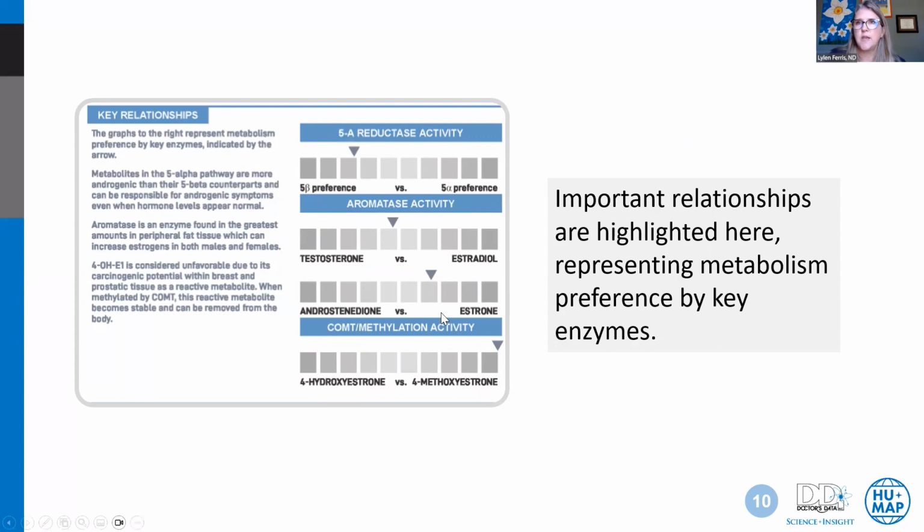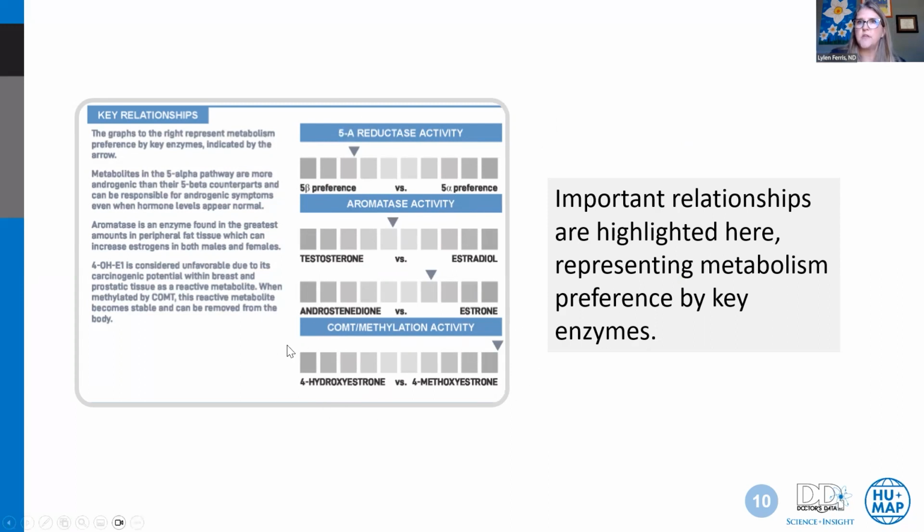Aromatase activity is looking at the movement of the androgens, testosterone and androstenedione, into the estrogens, estradiol and estrone. So this can give us information about how those androgens are moving into estrogens, and depending on if we're focusing on estrogen levels or androgen levels, it gives us broader information about the impact of those neighborhoods on one another.